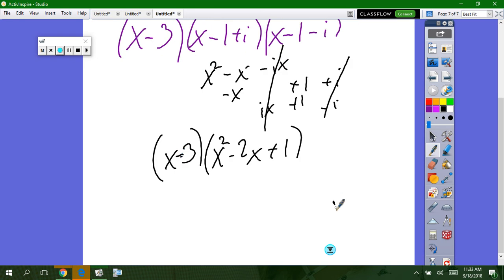And I got to distribute him through. It's tedious, but it's not bad. Yes, ma'am.